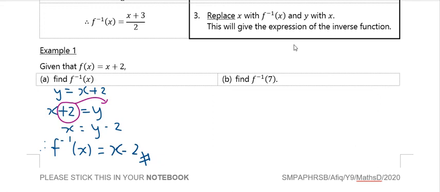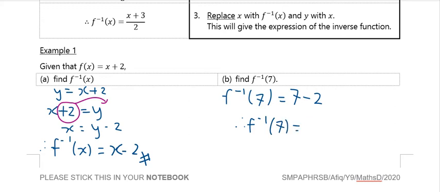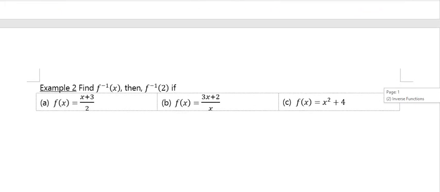And here, find the inverse function of 7. You can evaluate the inverse function here. So f inverse of 7 is 7 minus 2. Therefore, when you put in 7, it becomes 7 minus 2, which is 5. So basically, it works quite similar to what you have learned before. It's just that you have to find the inverse function first. Now let's move on to example number 2.